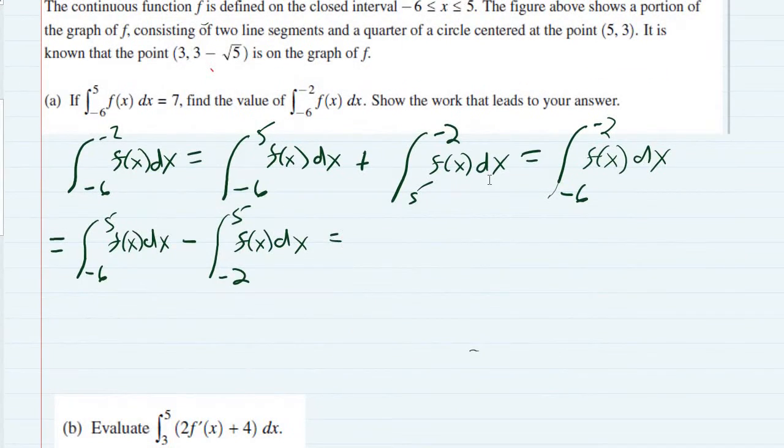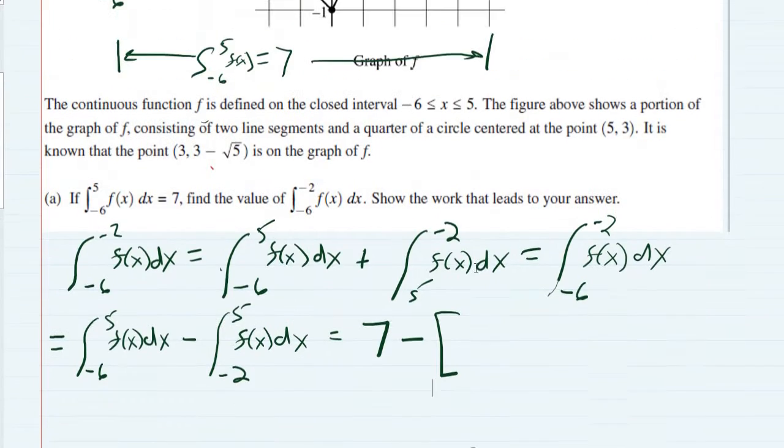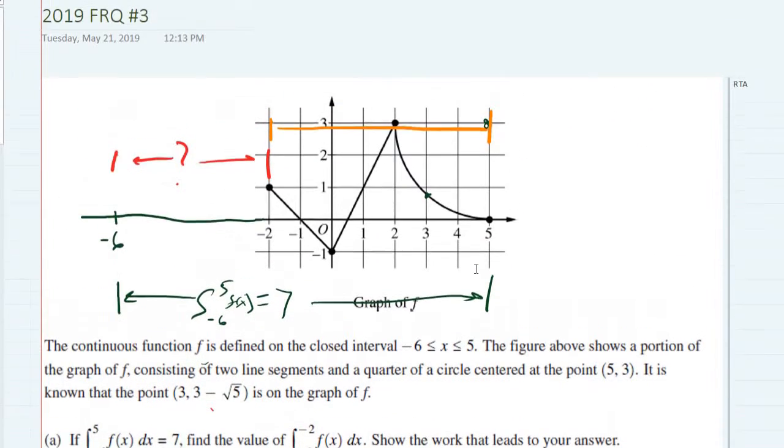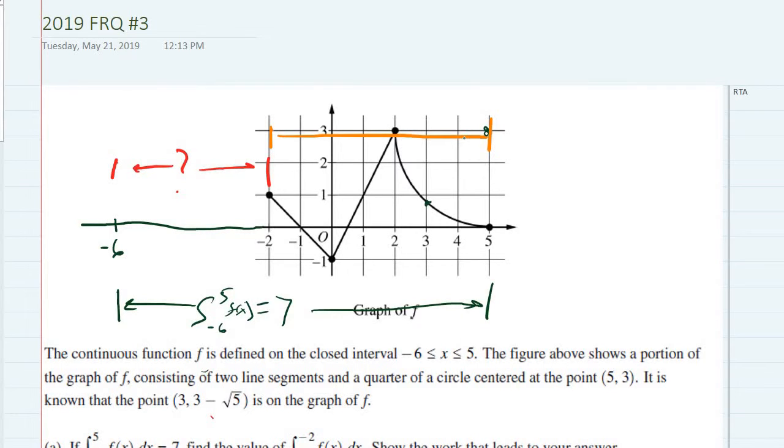Okay, so let's do that. I'm going to substitute 7 in for this integral that they gave me, and I am going to subtract, and I'm going to go back to the graph and find out what this area is under the curve from -2 to 5. All right, let me get rid of this stuff here.